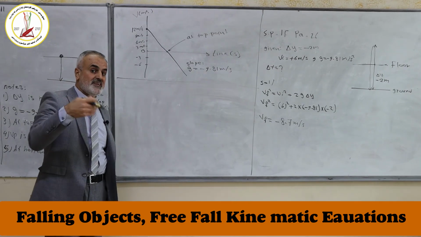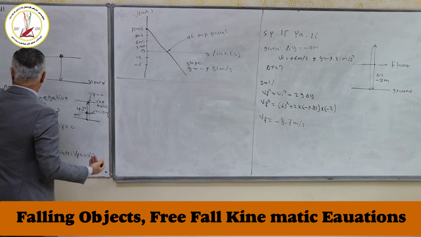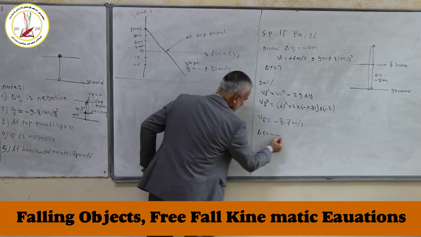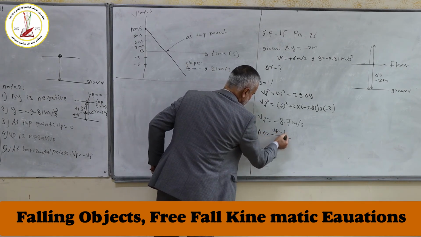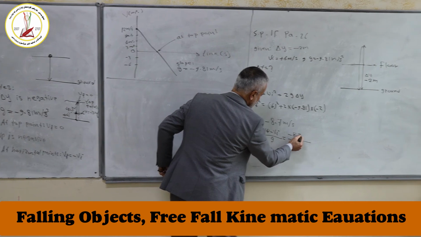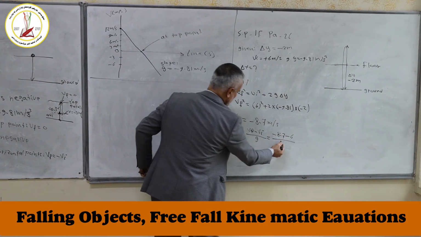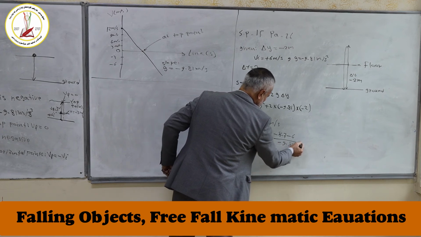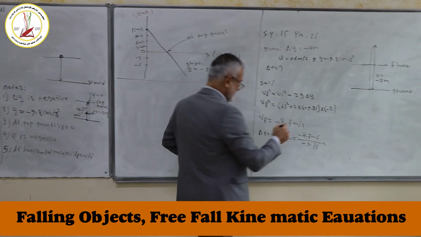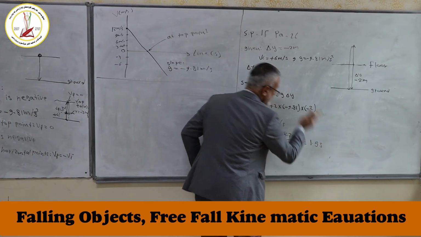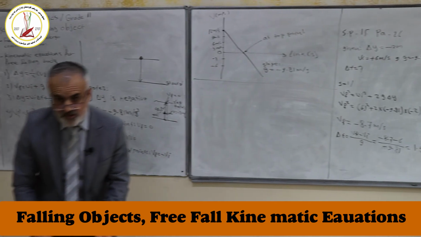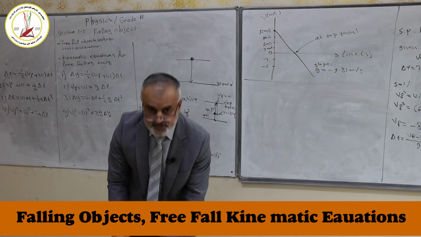Okay, for finding the delta t, we use the second equation, student, which is delta t equals v final minus v initial over g. So v final is negative 8.7, minus 6, over g, negative 9.81, and we get 1.5 seconds. So this is the delta t for this flying of the ball. Clear, student?